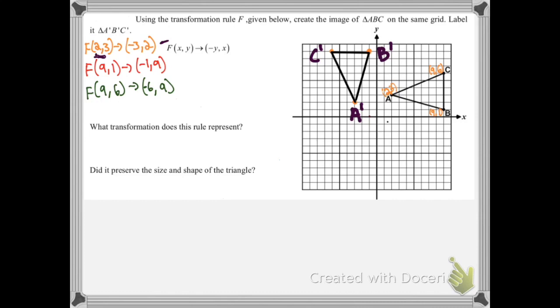So here I've graphed the new triangle, and I've labeled it A prime, B prime, C prime. And so now that we have that, we can answer the question, what transformation does this rule represent, and did it preserve size and shape? Okay, this is going to be your CFU. This is the part where you need to answer, did it preserve size and shape? And by the word preserves, it just means maintain, okay? Did it maintain the size and shape of the original triangle, triangle ABC?